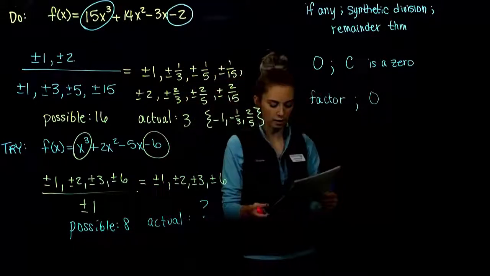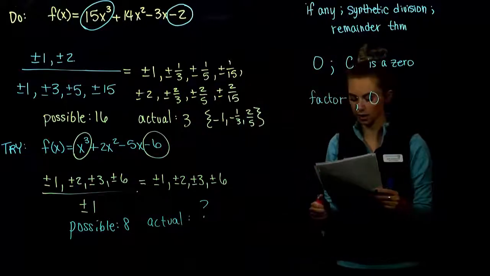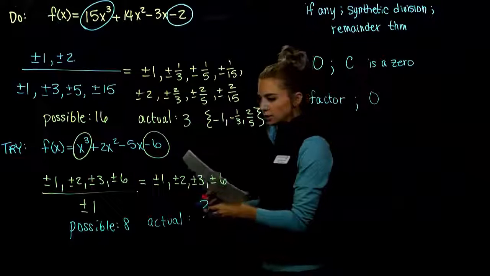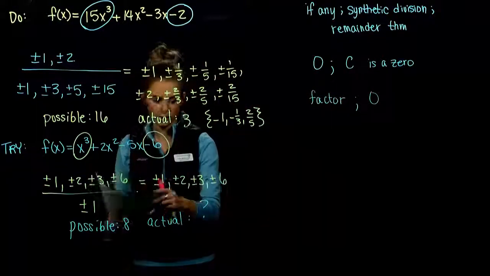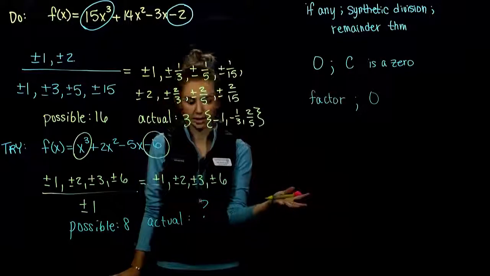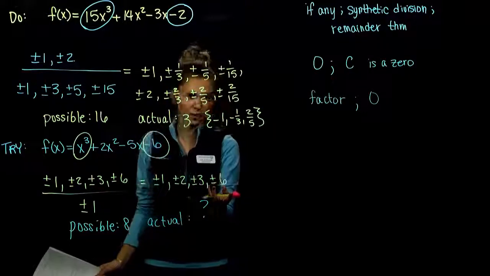But how do we figure out where the actual ones are? So we just pick a root and get started. So we have all those possible. I'm literally just going to start from the beginning with the positives and go in order. That's kind of what I do, but you can start with whichever number you want.